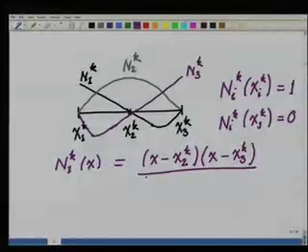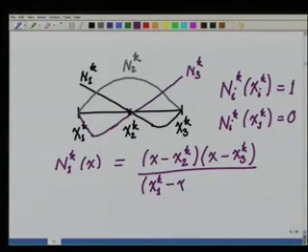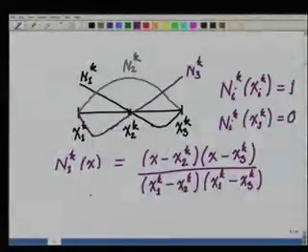Now what else is required? At the point 1, this expression should have a value 1. So what I will do is simply divide by what I have done in the bottom part, I have replaced x with x1k. You see what has happened. This is a quadratic expression. It vanishes at the point where we want it to vanish, and it has a value 1 at the point where we want it to have a value 1.